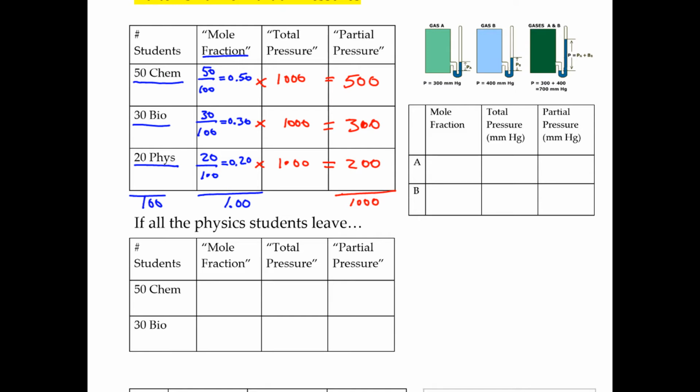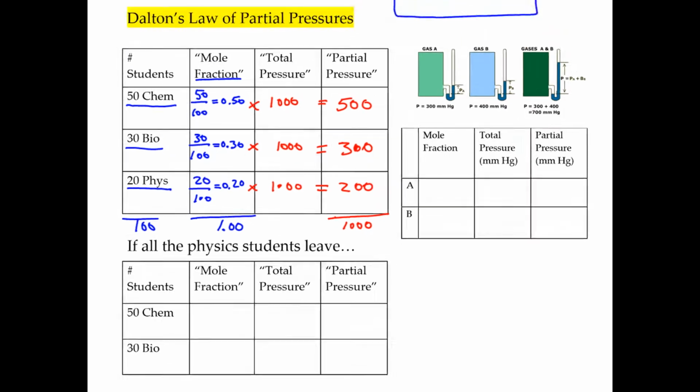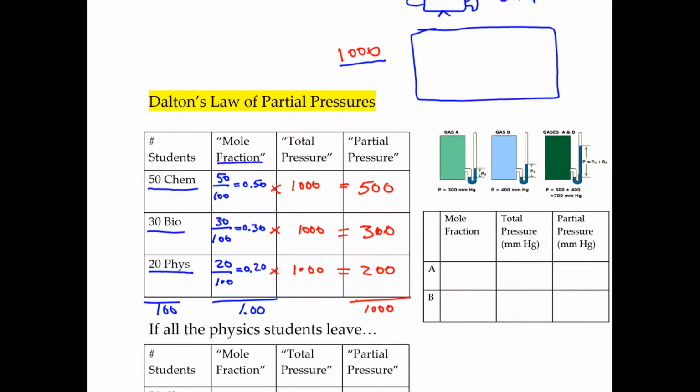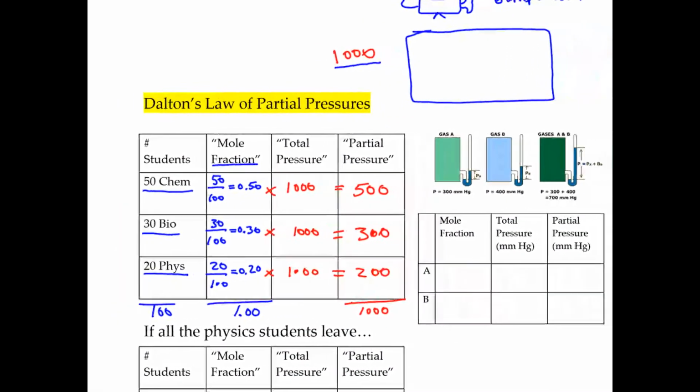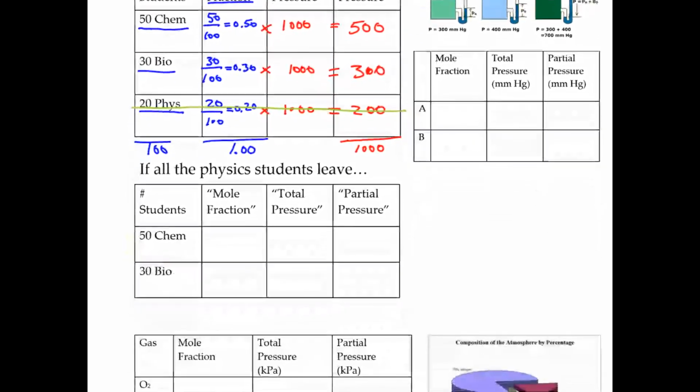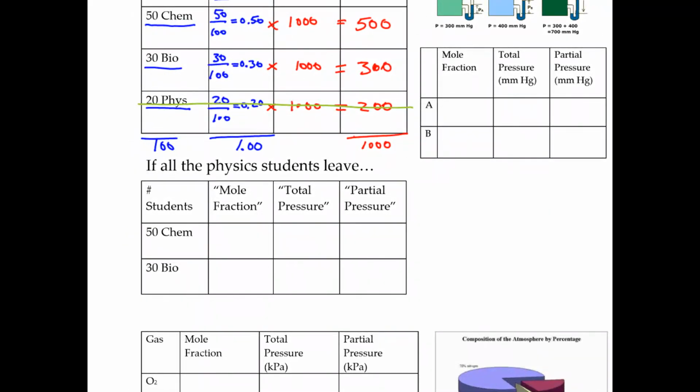Now we only have chemistry and biology students in the cafeteria. Well, you could think about it, that if all the physics students are gone, their collisions are no longer going to happen. So if these collisions no longer happen, the new total is not going to be 1,000. The new total is going to be now 800, because 200 are gone. So let's figure that out down below. The new total is going to be 800.